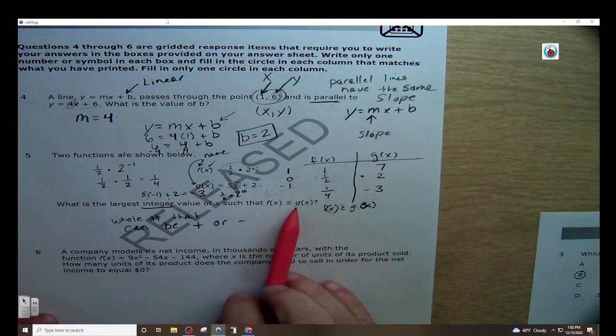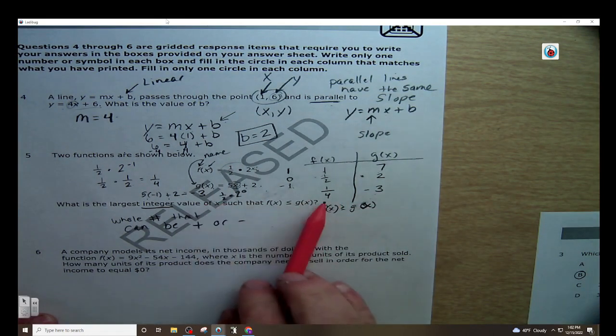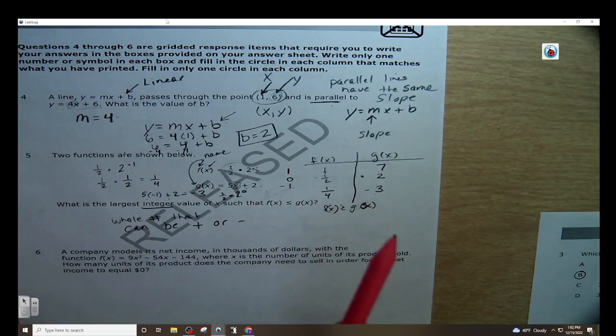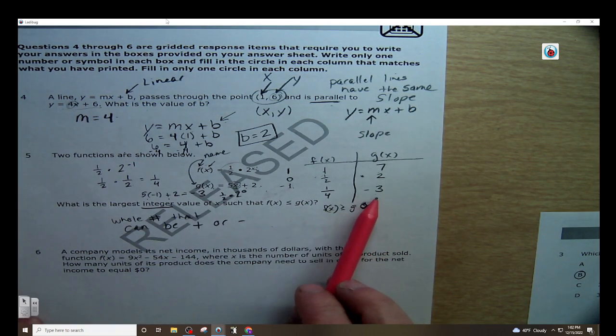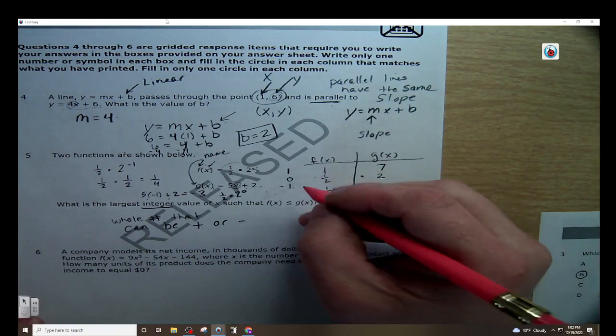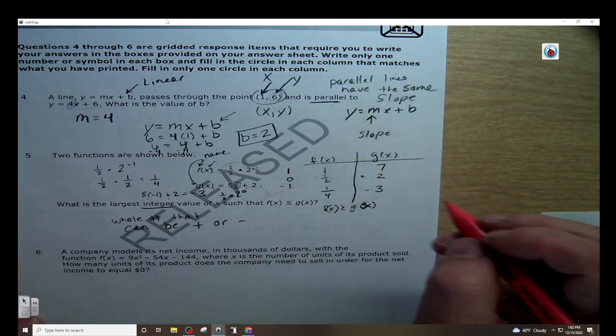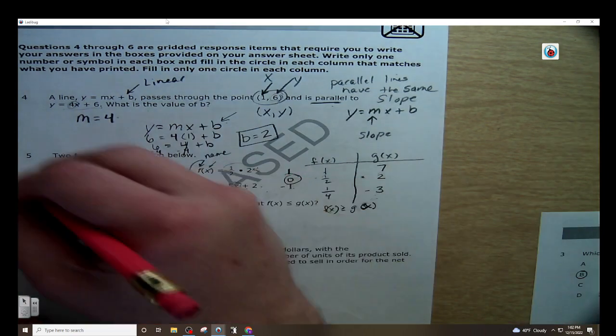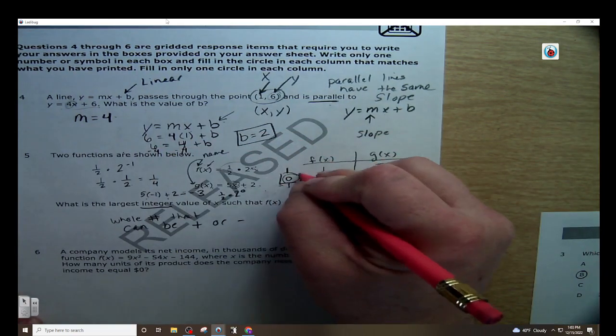So now, looking at this, if I keep going, it's just going to keep getting larger and larger, because this is going into the negative numbers. So the last integer in which f of x is less than g of x is 0. So the answer is 0.